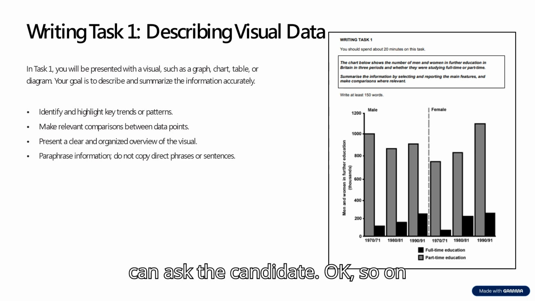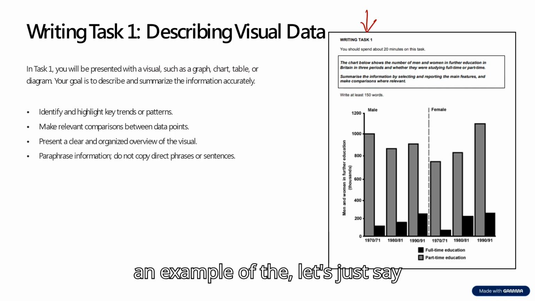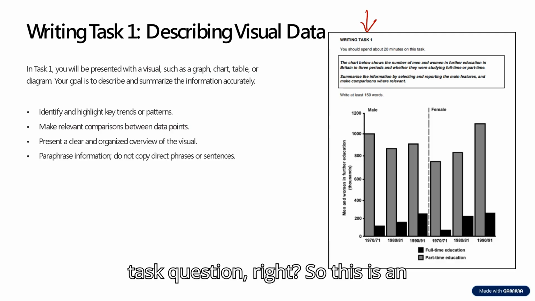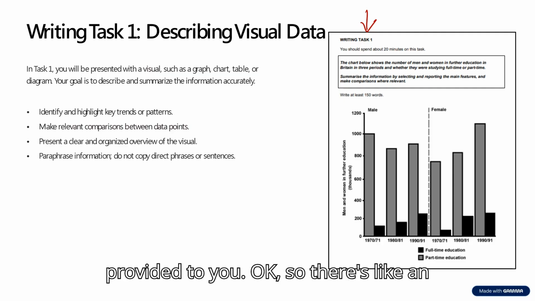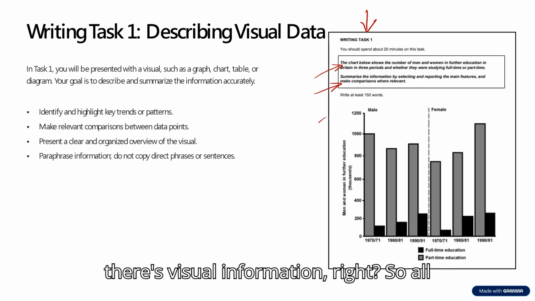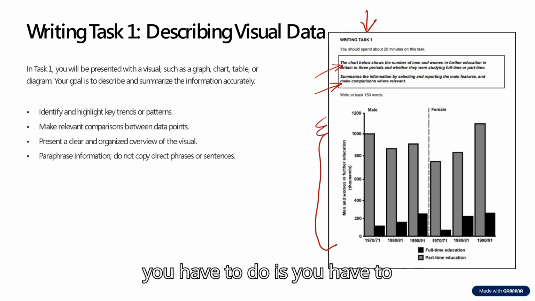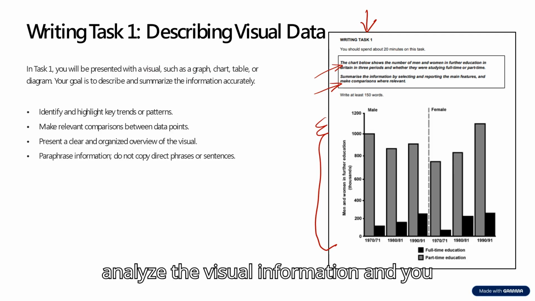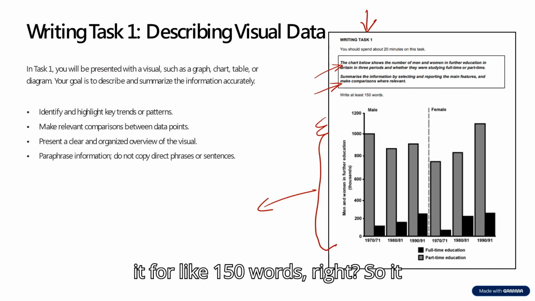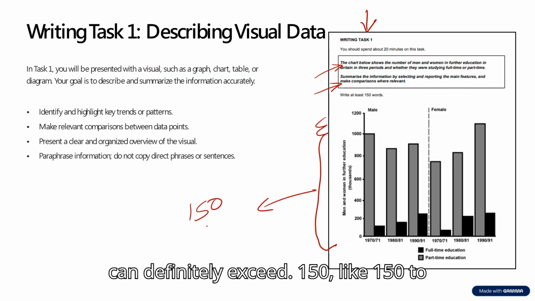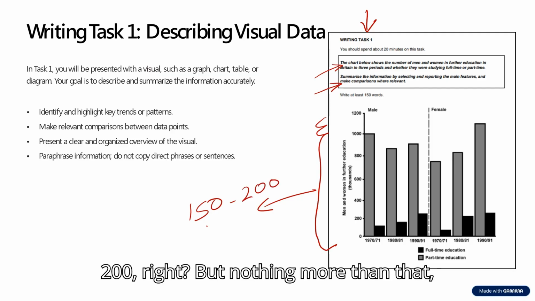On screen, you can see an example of a task question. This is an example of how your question will be provided to you. There's a statement, an introduction, and then there's visual information. All you have to do is analyze the visual information and write a report, an analysis on it, for about 150 words. It can definitely exceed 150, like 150 to 200, but nothing more than that.